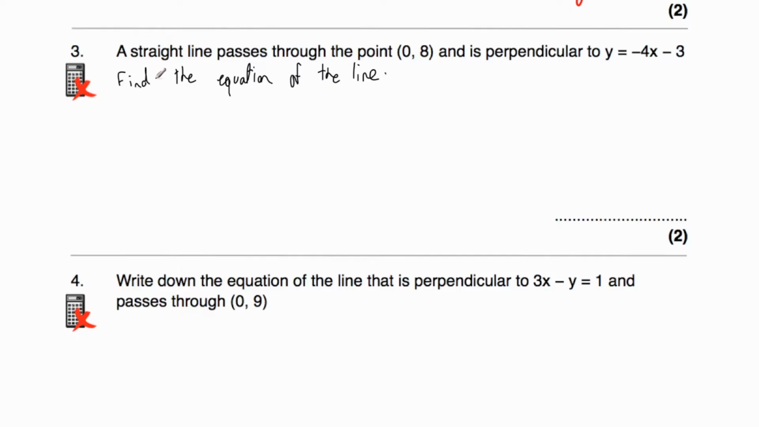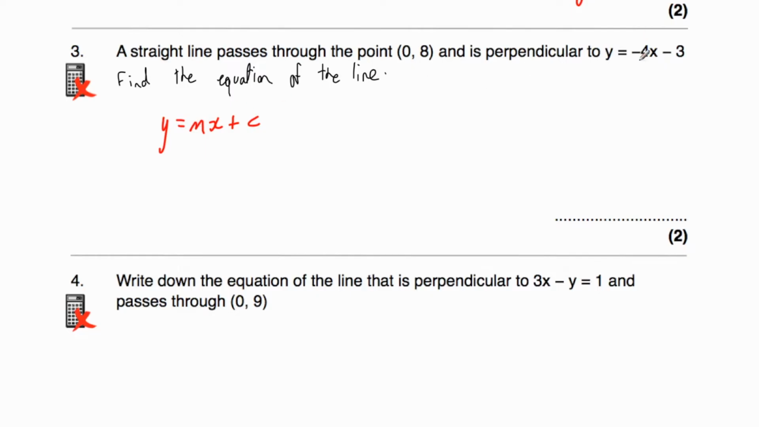So question number 3 says a straight line passes through the point (0, 8) and is perpendicular to y equals -4x minus 3. And we've been asked to find the equation of the line. That's a straight line, so it's going to be y equals mx plus c. And we just need to find m, the gradient, and c, the y-intercept. So let's start off with the gradient.